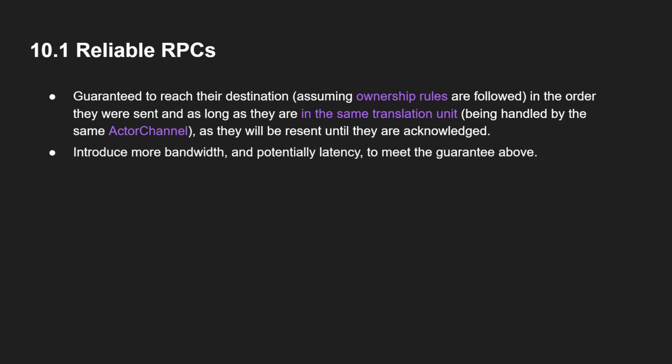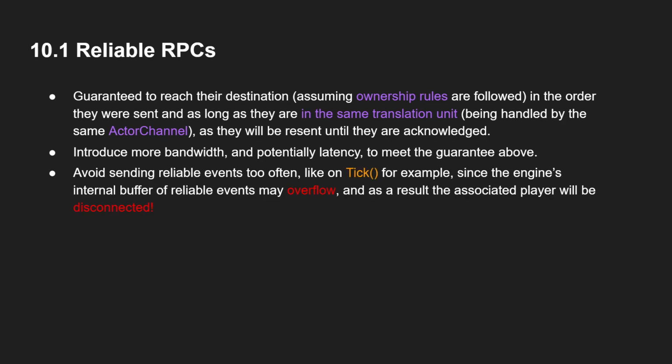Since we have this guarantee, they will introduce more bandwidth and potentially latency to meet it. You should avoid sending these reliable events too often, like on tick, for example, considering they are always resent until they are acknowledged. There's a reliable buffer where these reliable RPCs are queued if they are not executed, and if that buffer gets full or overflows, then the client will be disconnected.